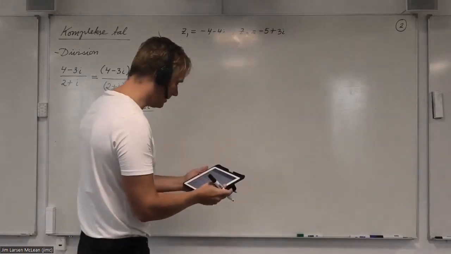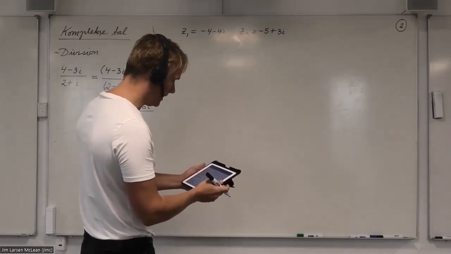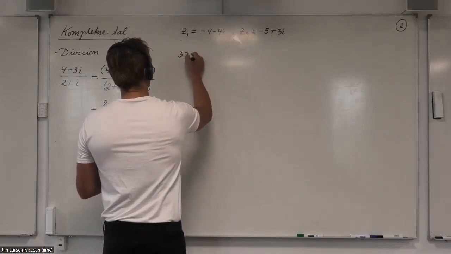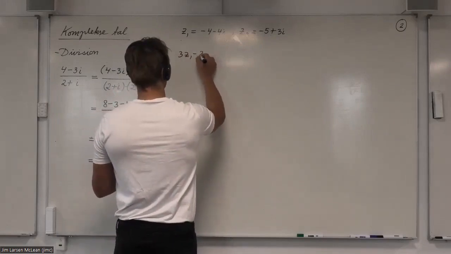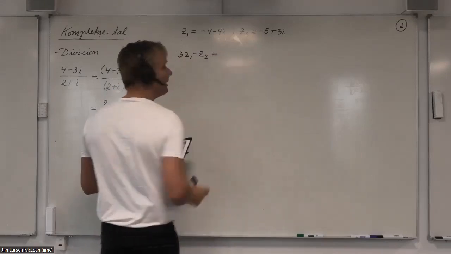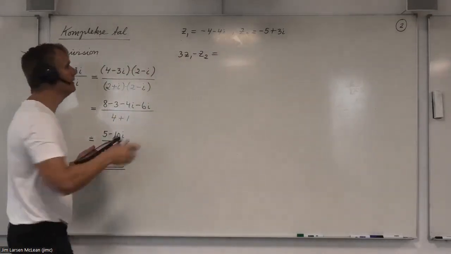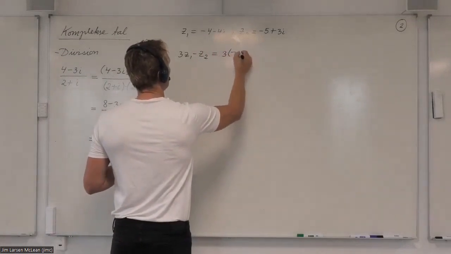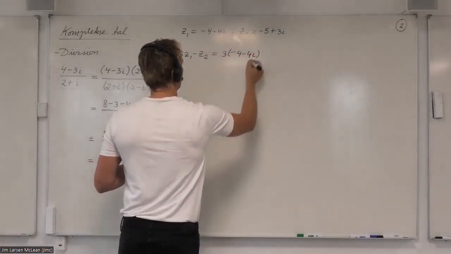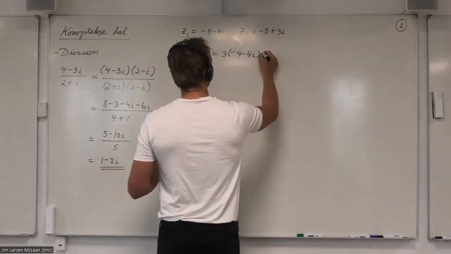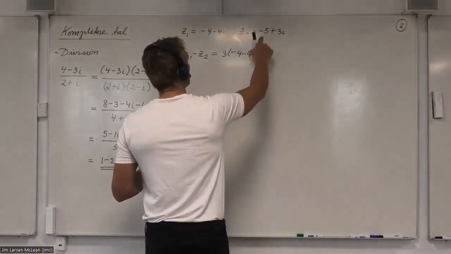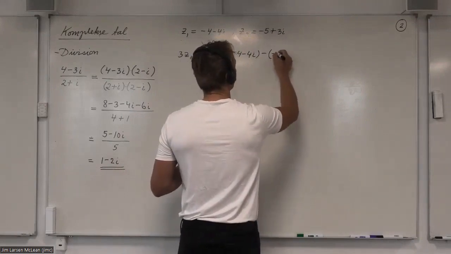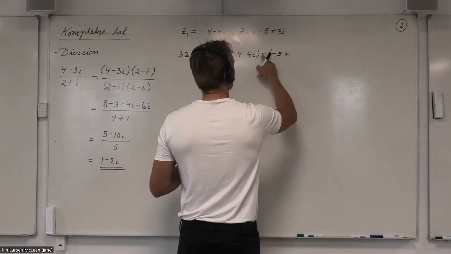I have to determine, let's just take one of them, 3 times Z1 minus Z2. Here we're calculating exactly as if it were algebra. We say 3 times that number, which is 4 minus 4i, and then minus Z2. But it's important to use parentheses, because Z2, written in rectangular form, has 2 terms, and if you don't use the parentheses, you will get a sign error.